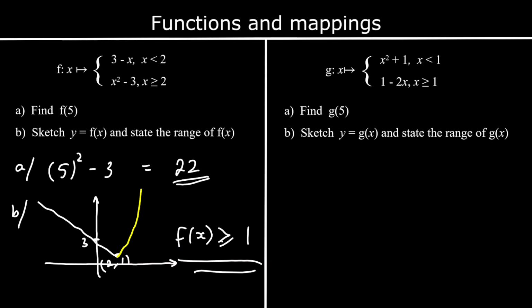One for you to try. Pause the video, give it a go. So g of x is x squared plus 1 when x is less than 1. And when x is greater than or equal to 1, it's 1 minus 2x. So they're actually at different places. So we're going to have kind of a gap. So g of 5, firstly. So when x is bigger or equal to 1, we're using the bottom function. So 1 minus 2 5s, 1 minus 10 is negative 9.